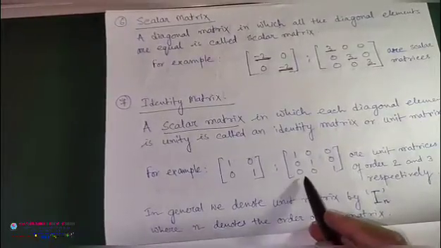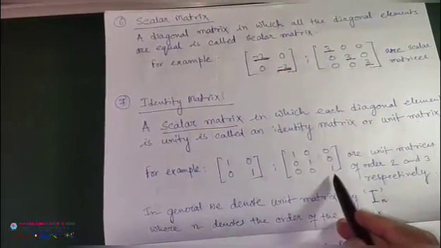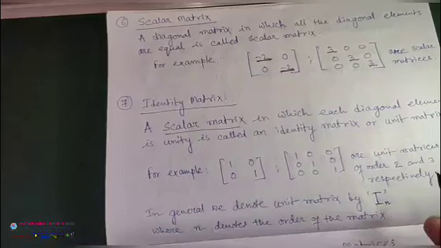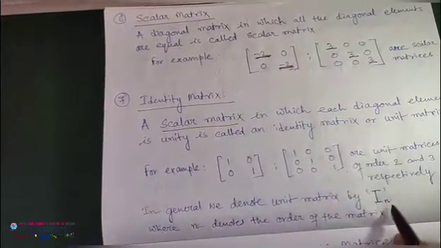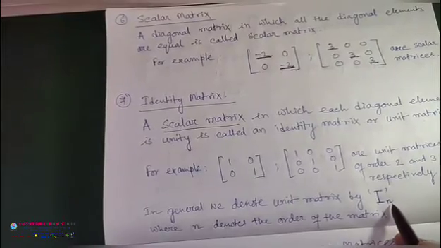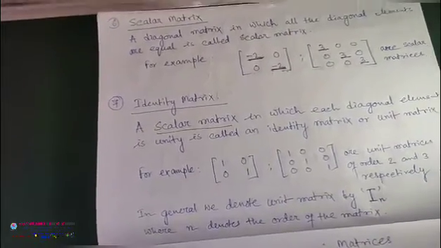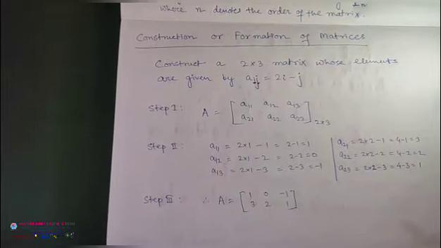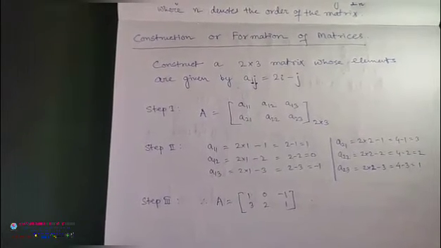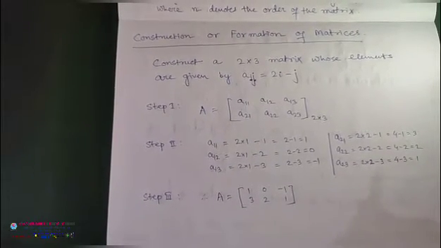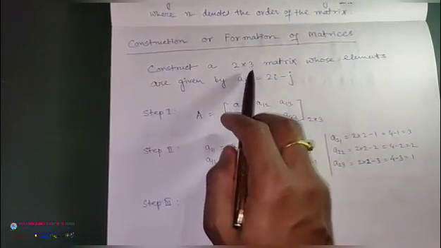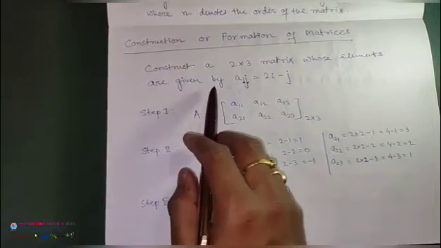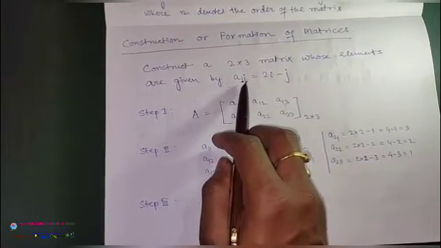Now, since the unit matrix is always a square matrix, that is why we will always denote it by only one number. Now we will learn how to construct a matrix, that is, the construction or formation of matrices. Here the question is given: construct a 2 by 3 order matrix whose elements are given by a_ij equals 2i minus j.